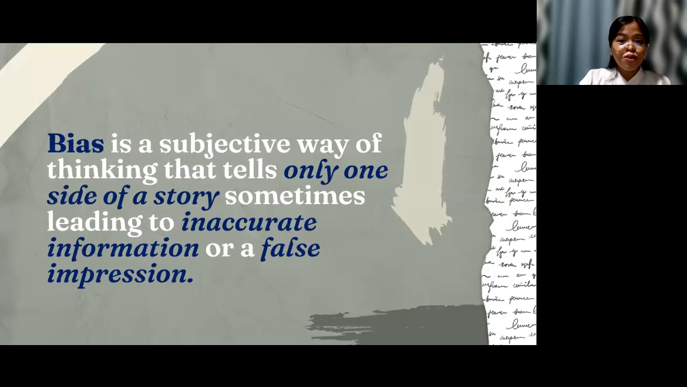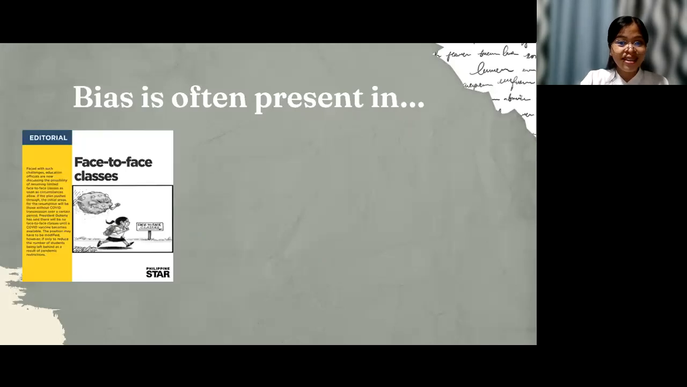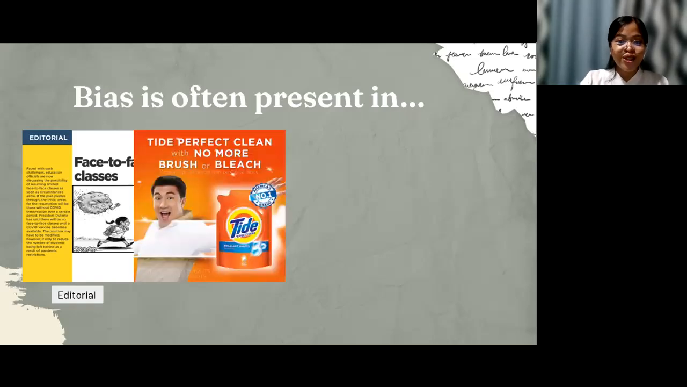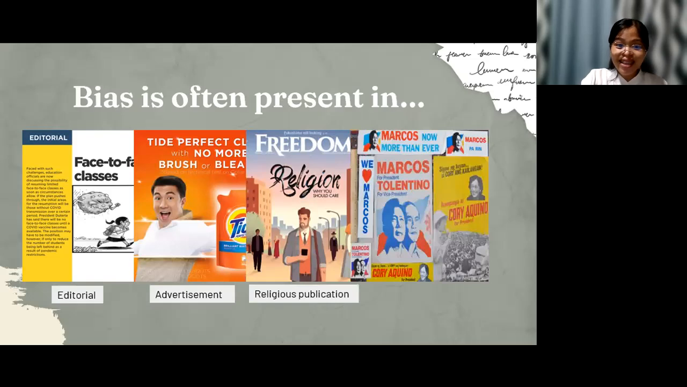Okay, so bias can be seen or is often present in, what do you think is that? Editorial, that's correct. How about this picture? Okay, so it's also present in advertisement, sometimes or often, right? Or most of the time, really. Then we have here freedom, religion. What do you think is this? Religious publication. And lastly, what do you think are these?